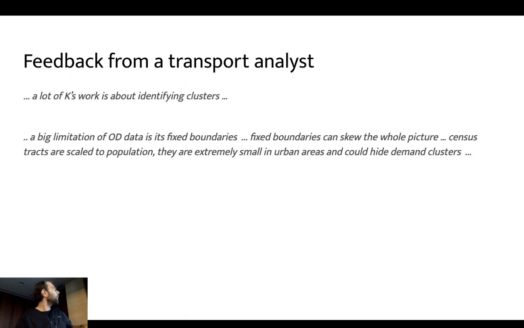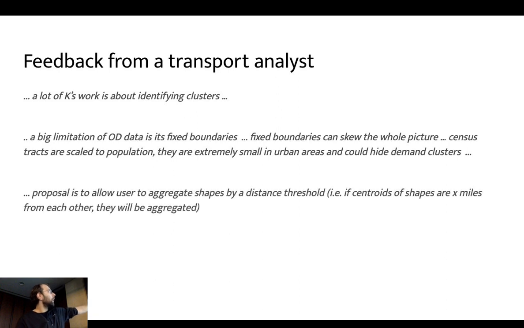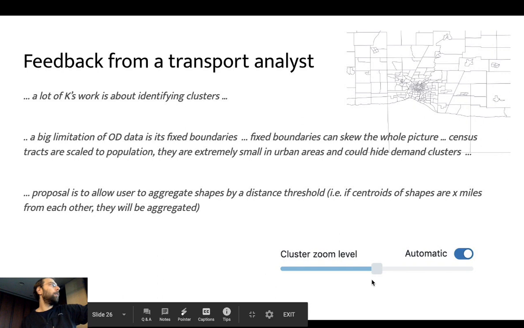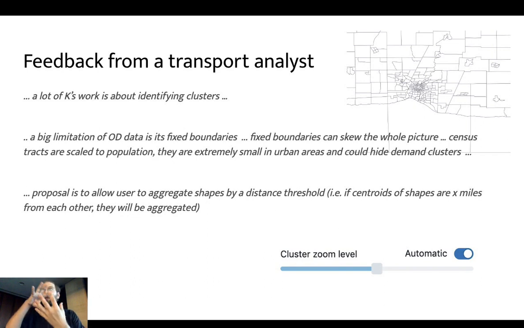Yes, so we got some feedback from a transport analyst about this. They mentioned that often the shapes which they work with are not uniform. Here you see an example of census tracts in the US. They are based on population, right? And there are some very small census tracts where the population is high and huge ones where there's almost nobody. And this adds some bias to what they do. So doing clustering based on distance would actually help to eliminate bias. And they suggested that we add a slider to interactively select the clustering level, or choose the distance for the cluster size, which we have in our dashboard.